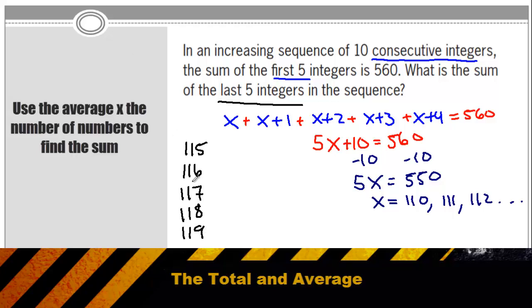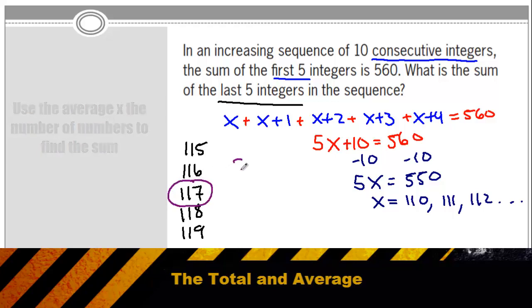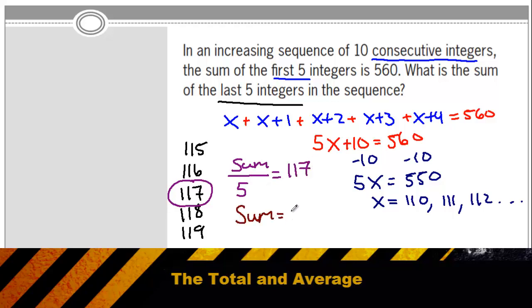And because these numbers are evenly spaced apart, I know my average is also the middle number, or the sum of my numbers divided by the 5 numbers I have, that's going to equal my average of 117. So my sum is simply equal to 117 times 5, or my sum is equal to 585.